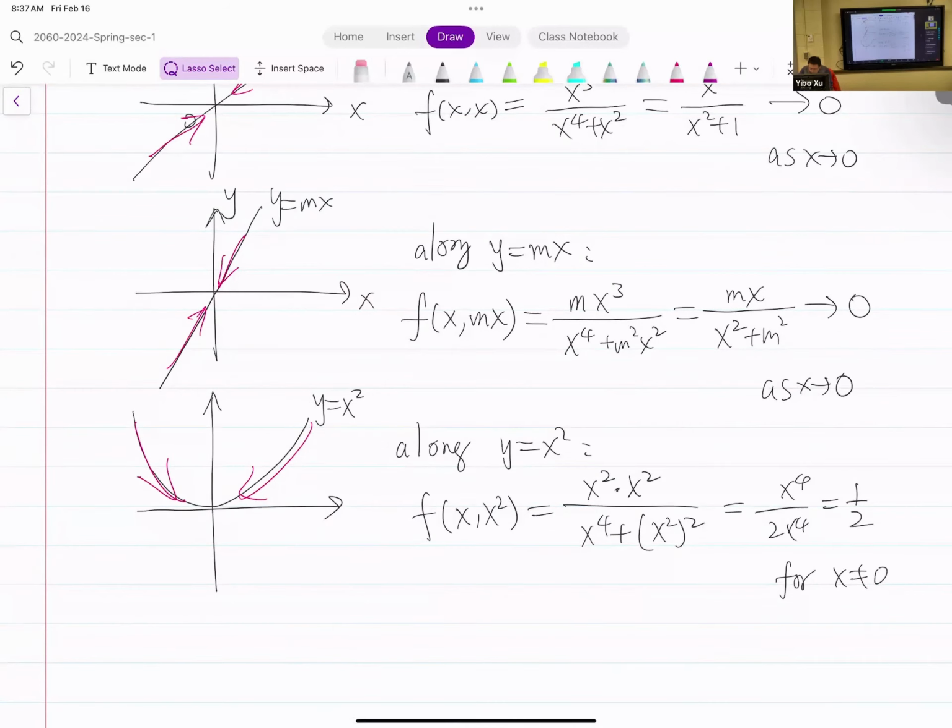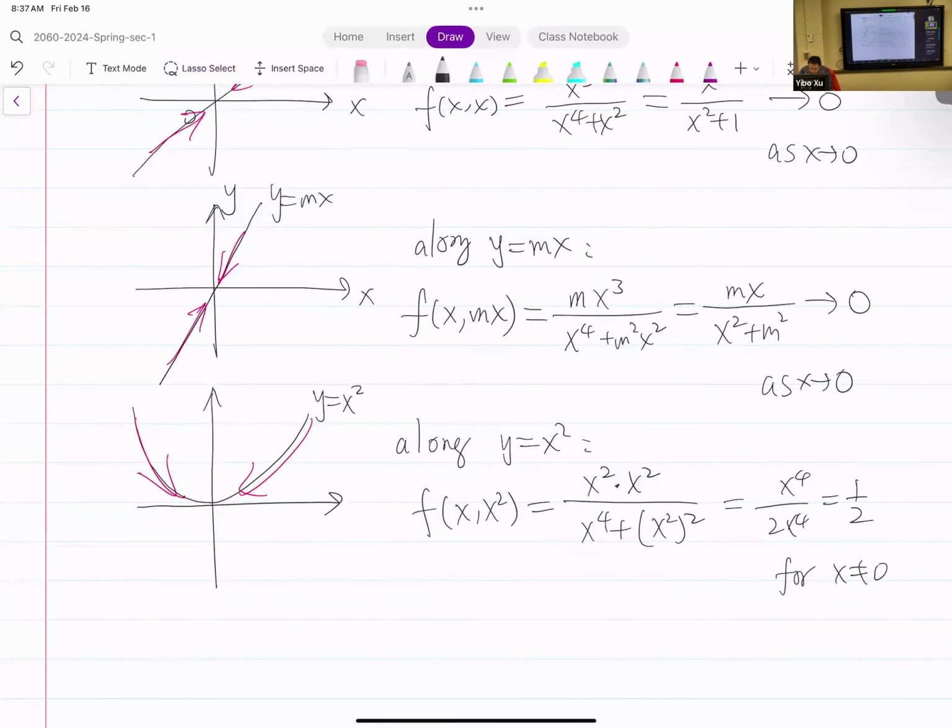Here, let me give the conclusion. So, the limit when the point xy approaches the region of our function right here does not exist.